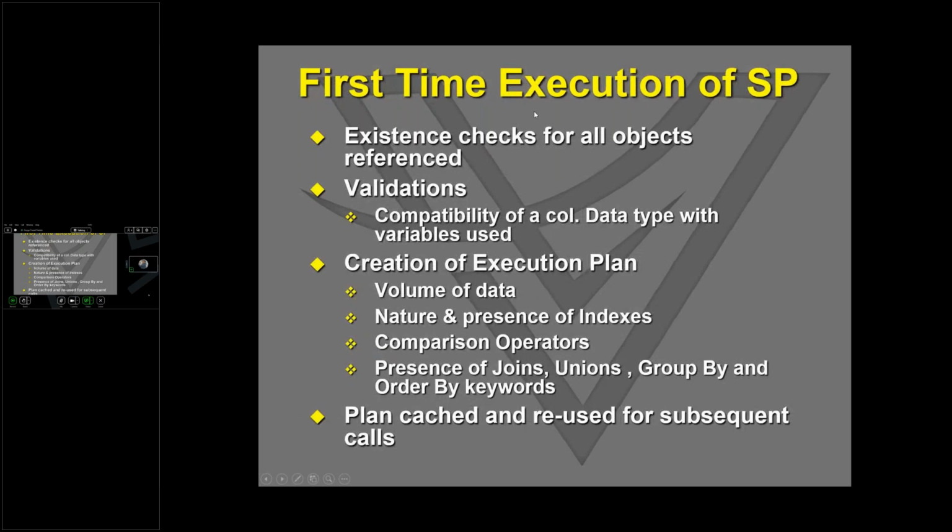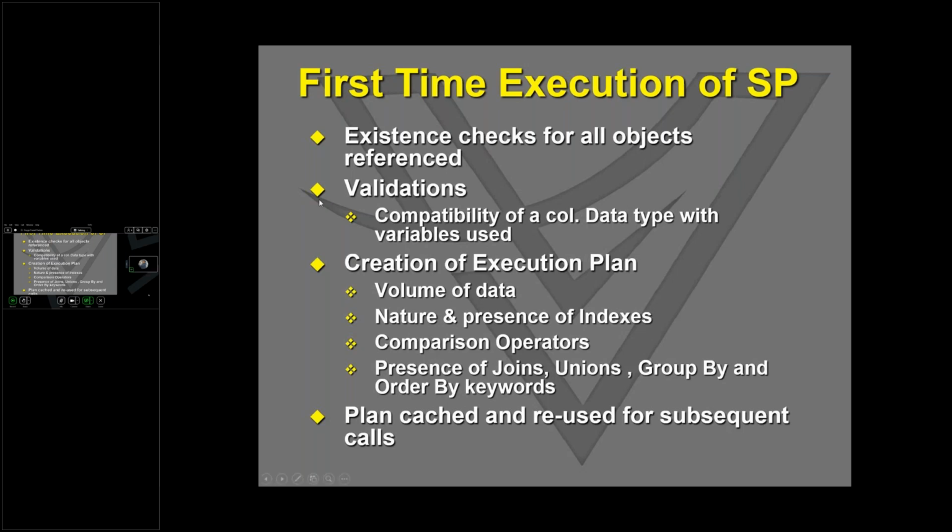Okay, first time execution. What happens when the stored procedure is created the first time? Existence check for all objects referenced. That means, as I told you, it has a feature where, for a database object like dbo.stored_procedure_new, the first time it is being created, it checks in which schema and for which database object it is being created. It is going to check all these things.